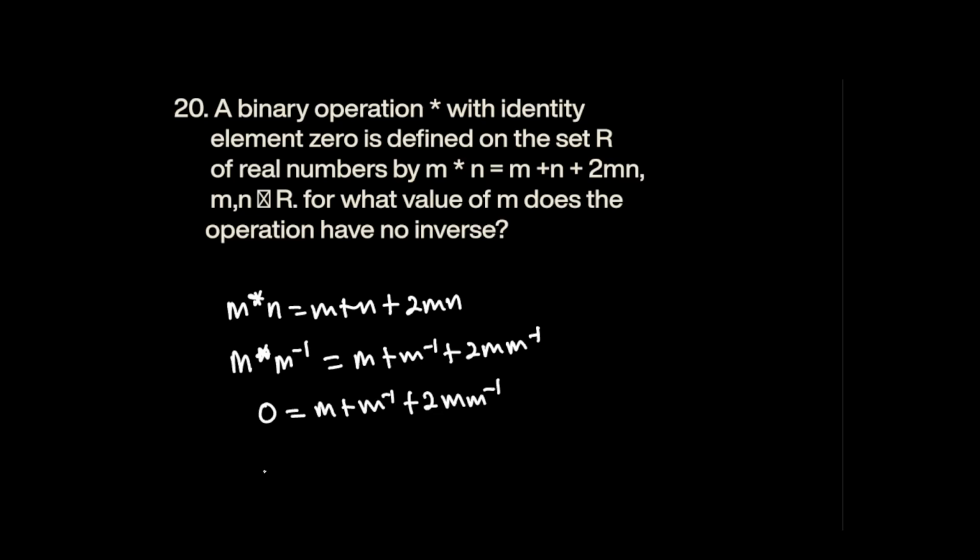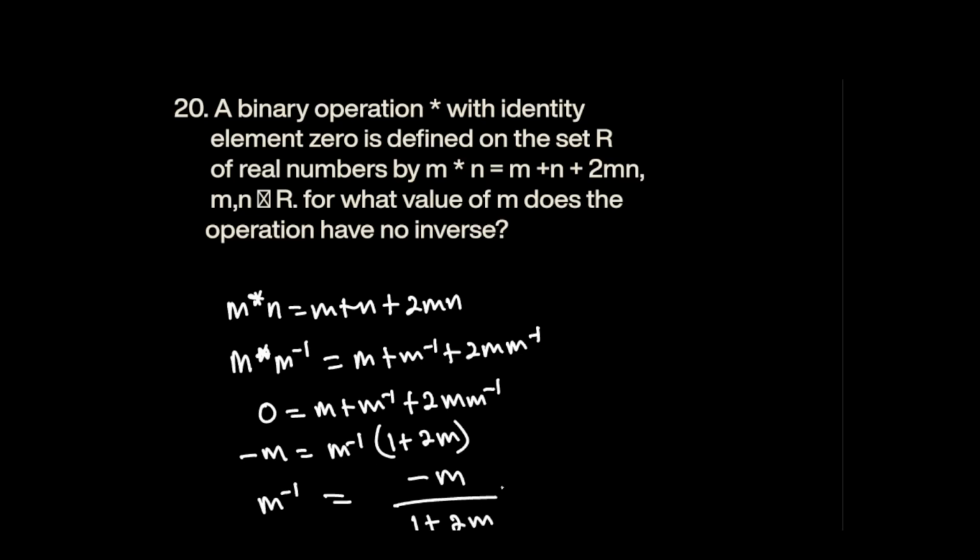All right, so take this on to the other side. We have minus m equals m inverse times 1 plus 2m. So we have that m inverse itself is equal to negative m all over 1 plus 2m. So this is the value for m inverse. If this operation is not going to have an inverse, like the question states, then m inverse must give you 0. Are you getting it now?